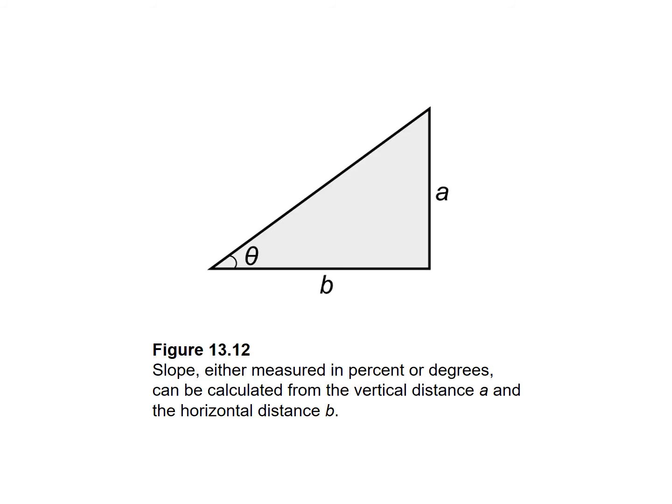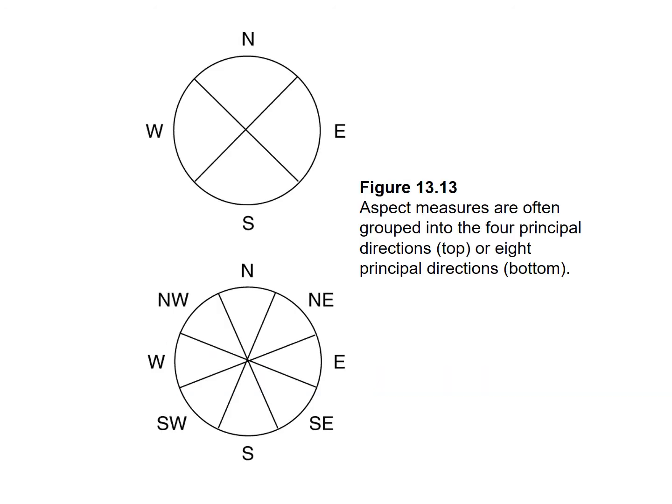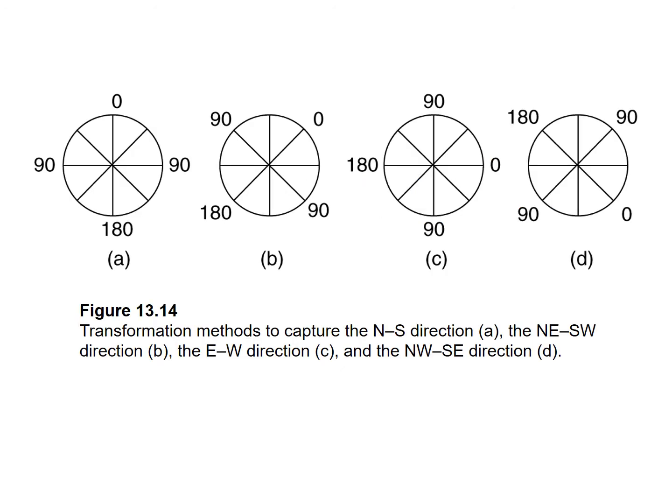Basic idea of slope being rise over run. And this shows how the compass can be divided up into north, northeast, east, southeast, south, southwest. And then angularly, starting at a particular location, you go a certain number of degrees, and depending on which slice of the pie you fall in, you could say that the aspect is, for example, east. And this is how you convert between the two.